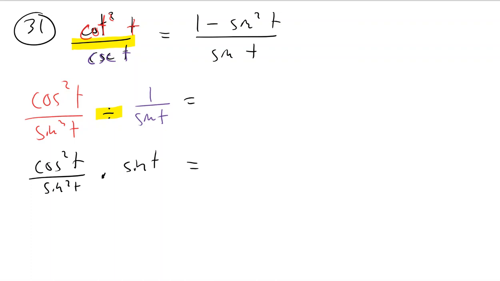And so if we do that, it looks like this sine t could cancel out one of these. Multiplying by sine, dividing by sine, those are inverse operations, so those cancel. So that would leave us a cosine squared t on top and just a sine t on bottom. No longer sine squared, because this cancels out with that.